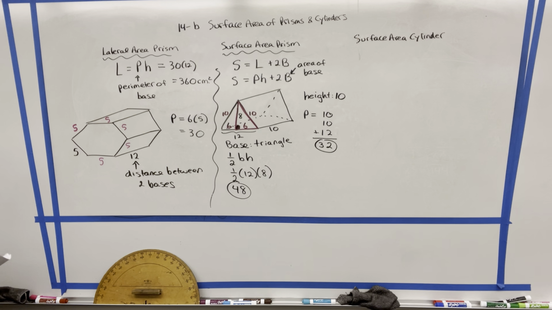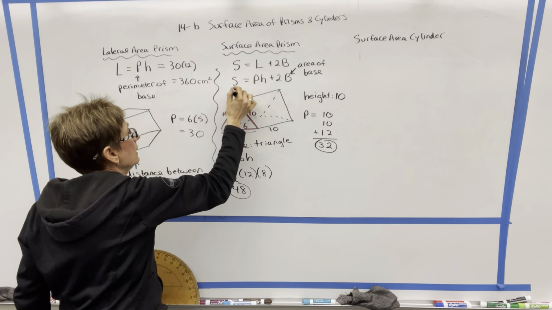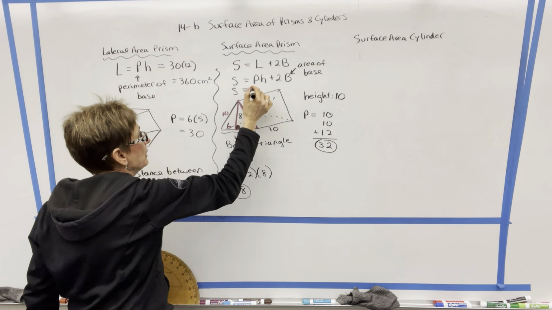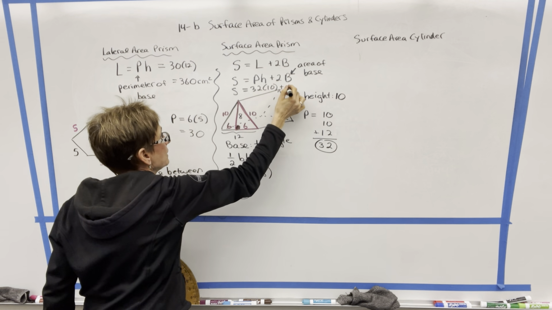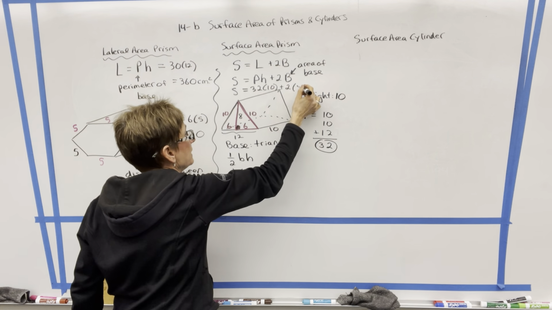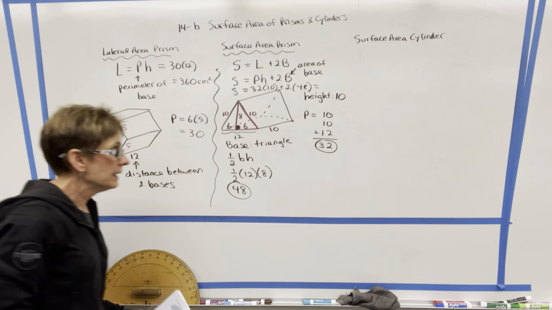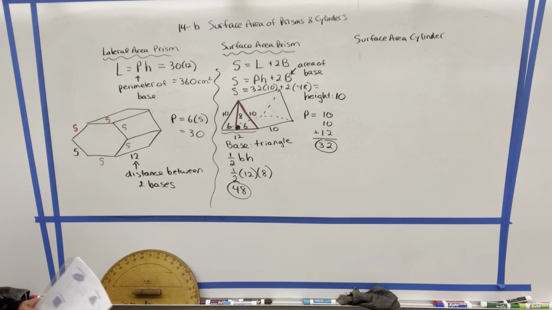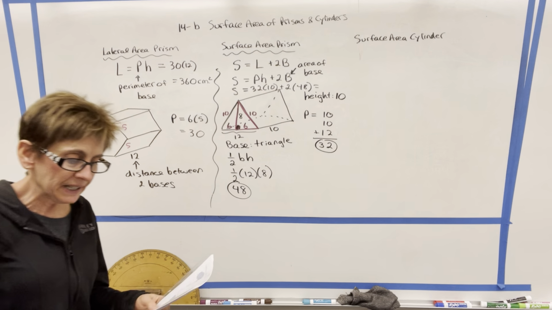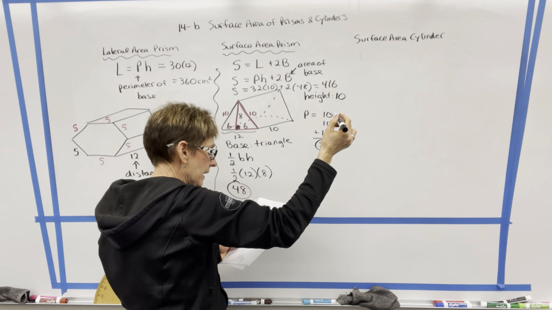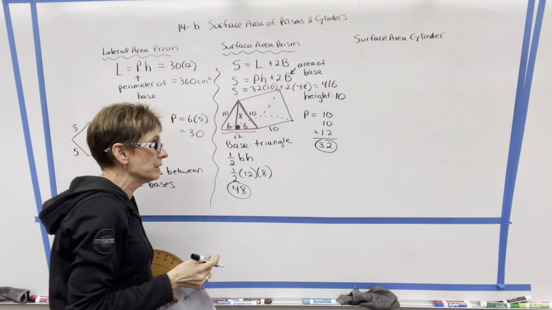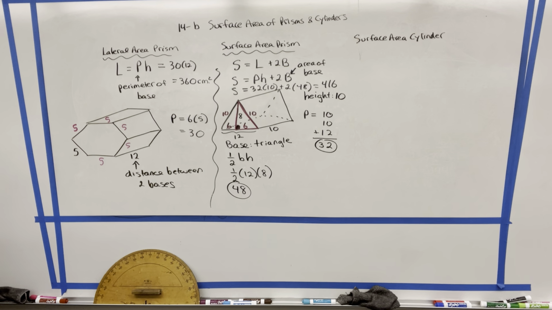So now I have all of the information I need for my formula. The surface area is going to be my perimeter of the base, which is 32, times 10, which is my height, plus 2 times the area of the base, which is 48. If I do that on my calculator, I have 320 plus 96, or 416, and then units squared, whatever our units would be. So those would be the steps that you would use to find all the parts of that missing formula.